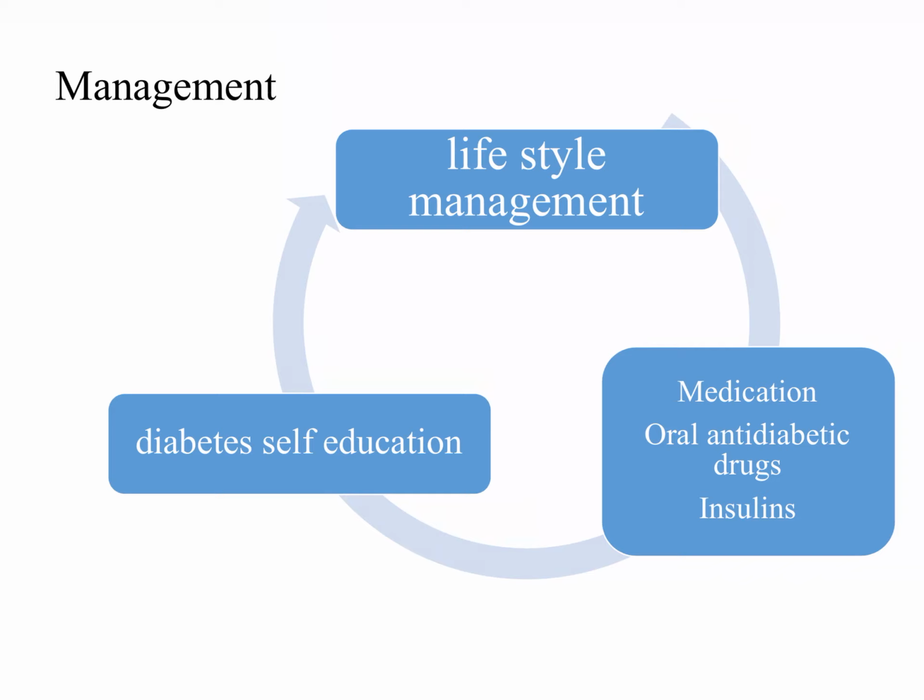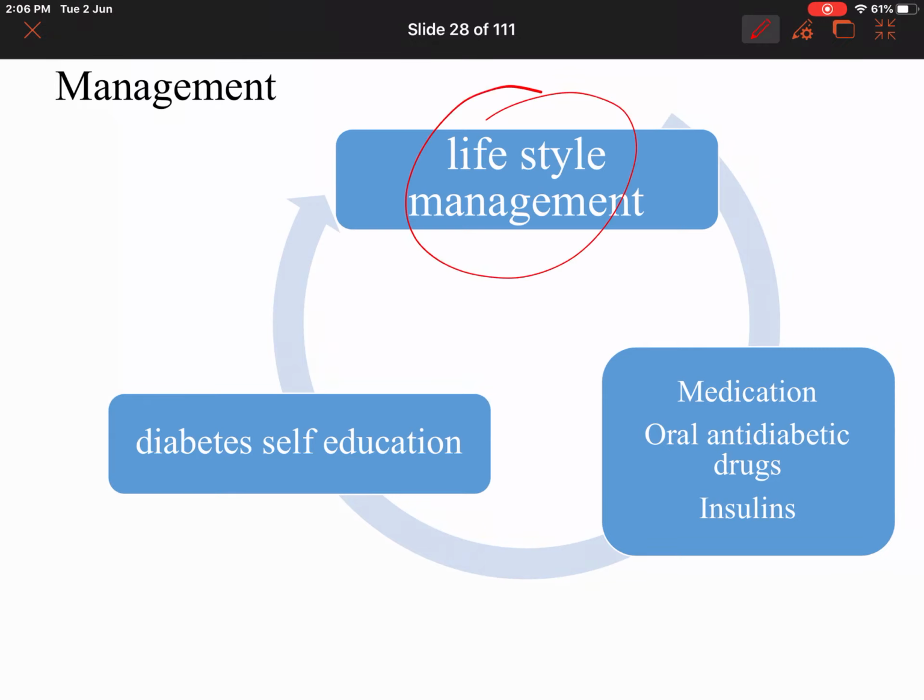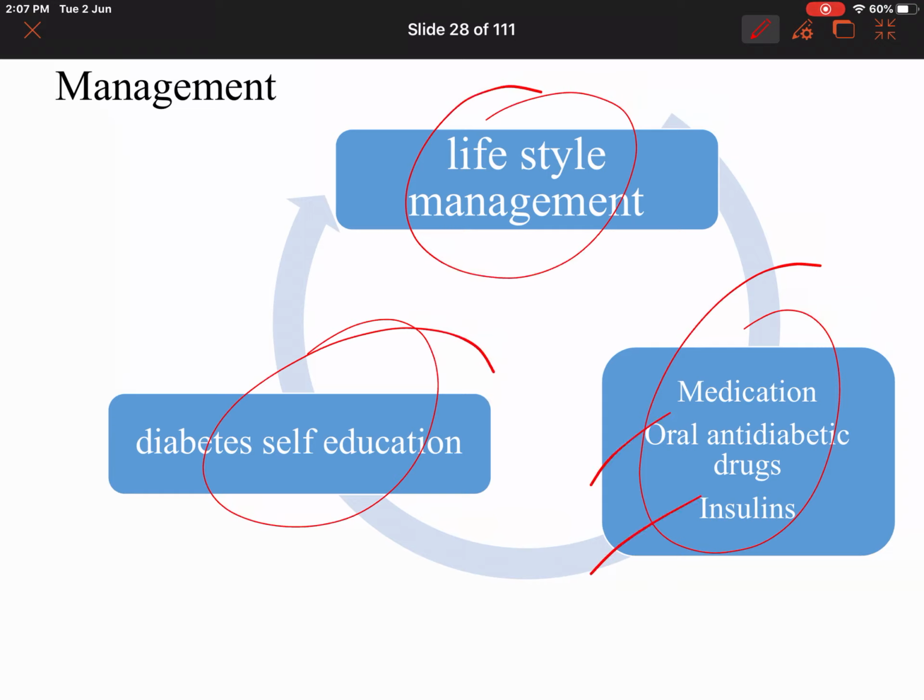So how do we manage diabetes mellitus? Diabetes mellitus, all of us know, is increased blood sugar levels. So how do we manage? First, we need to decrease the other factors, the risk factors associated with it. So we are going to be dealing with lifestyle management. Diabetes self-education has to be taught. The patient himself has to be taught how to handle diabetes, like taking medication, how to improve his exercise, diet, eating habits, stress management. And along with that, there are going to be medications. Medications are of two categories. One is oral anti-diabetic drugs and the other is insulins.